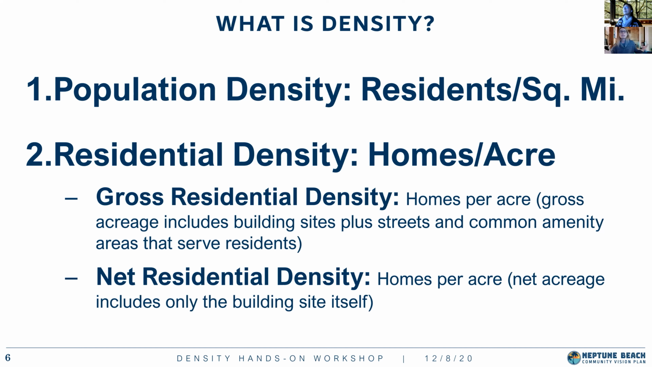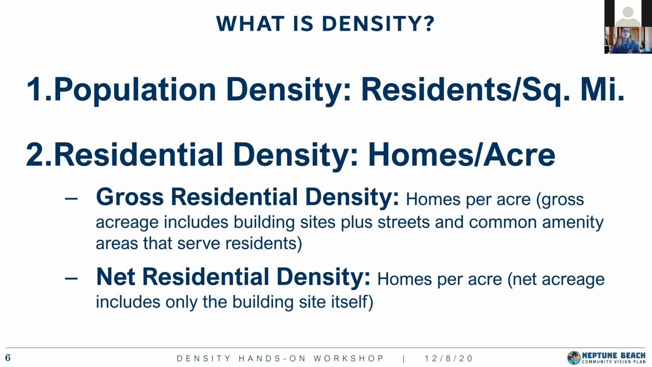So what is density? Well, we typically think of density in two ways. The first is population density, which is the number of residents per square mile. And the second is residential density, which means the number of homes per acre. And residential density is really what we're mostly concerned with when it comes to the comprehensive plan and the land development regulations and zoning code for a city.